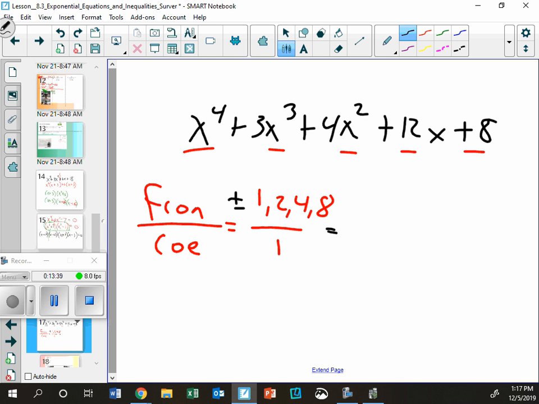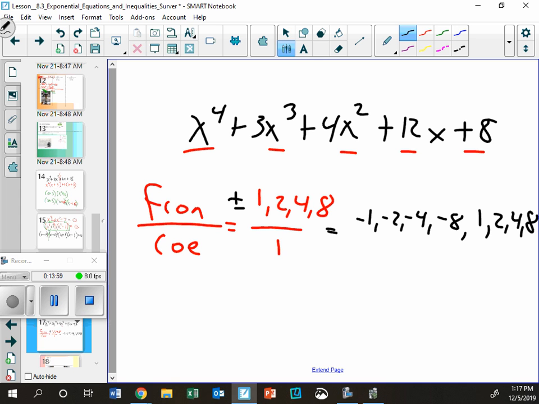But when you list these in order from small to big, do you get this mistake by people? They go negative 1, negative 2, negative 4, negative 8, positive 1, positive 2, positive 4, positive 8, and Schoology marks you wrong. Why?